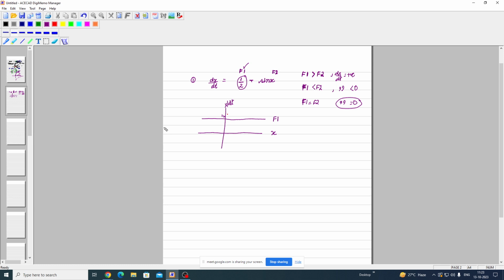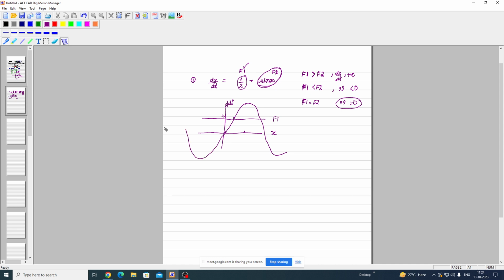The second is to draw function 2. Remember, we are drawing function 2. We are not drawing minus sine x, we are drawing sine x, which is function 2. Function 1 was half, function 2 is sine x. So sine x at 0 will be 0. And then at theta equal to 90 it will be 1. So we are going to be dealing with something like this kind of scenario.